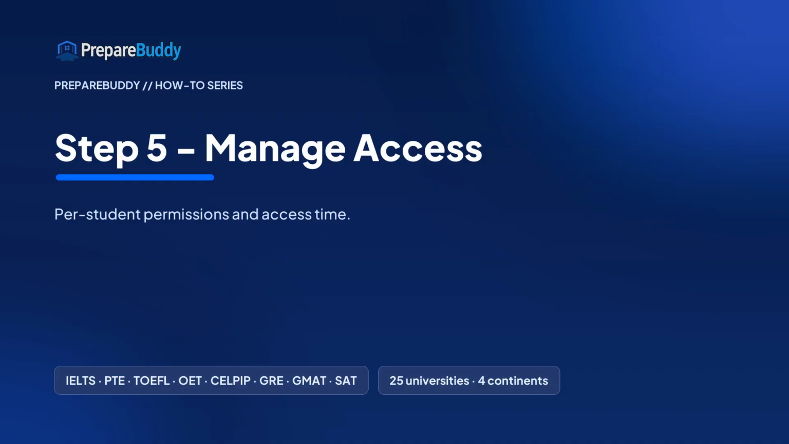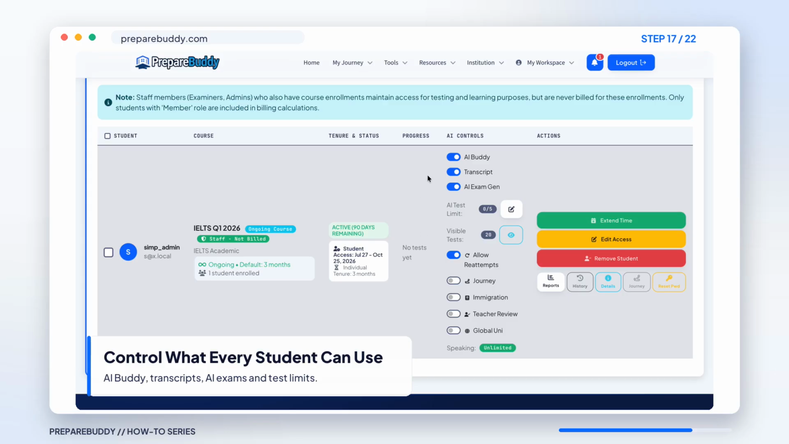Step 5. Control exactly what each student can use. Every enrolled student gets their own control panel. Turn AI Buddy on or off for them. Enable or disable transcripts. Switch that off, and students will not see the option during a test. Decide whether they can generate their own AI exams, and how many.